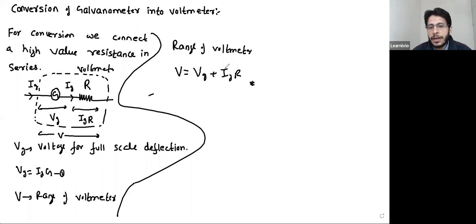Is this concept clear, that after connecting this series resistance, the total voltage that I am measuring is the voltage across the galvanometer as well as the voltage across the resistor? So in short, your range has increased by connecting resistance R in series. So everyone agrees that this is correct. Is it clear up to this point? Next, I call this equation number 2.